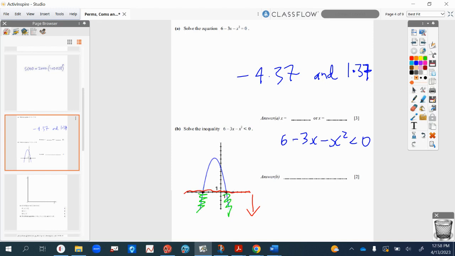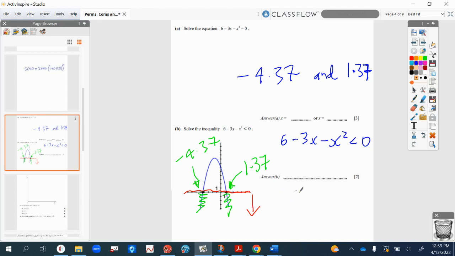Here and here. And we know those key points. That's why this question is linked, because that's 1.37 there, and the other one is minus 4.37. So they're trying to help you. It's a two-part question. So you can use your answer from part A and part B.